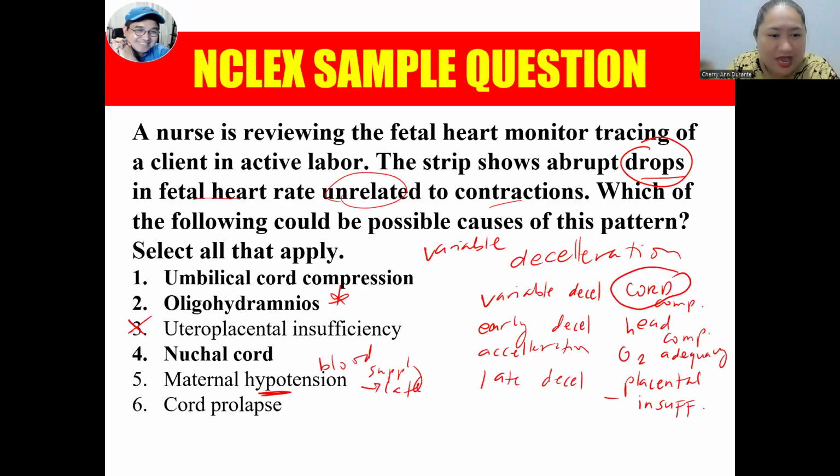Okay, it's not variable. So what about cord prolapse? There's the word cord. It's a yes. So the correct answer here, guys, is 1, 2, 4, 6. So please do not forget oligohydramnios. Okay? So good, good, good.